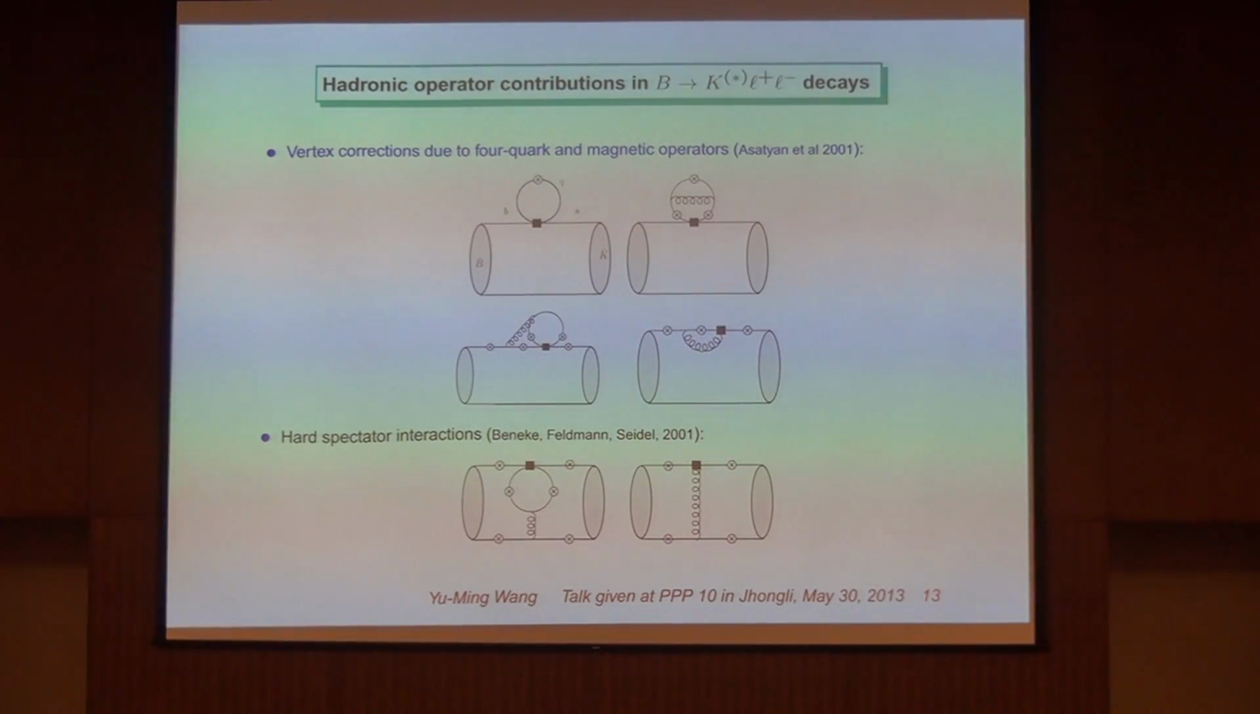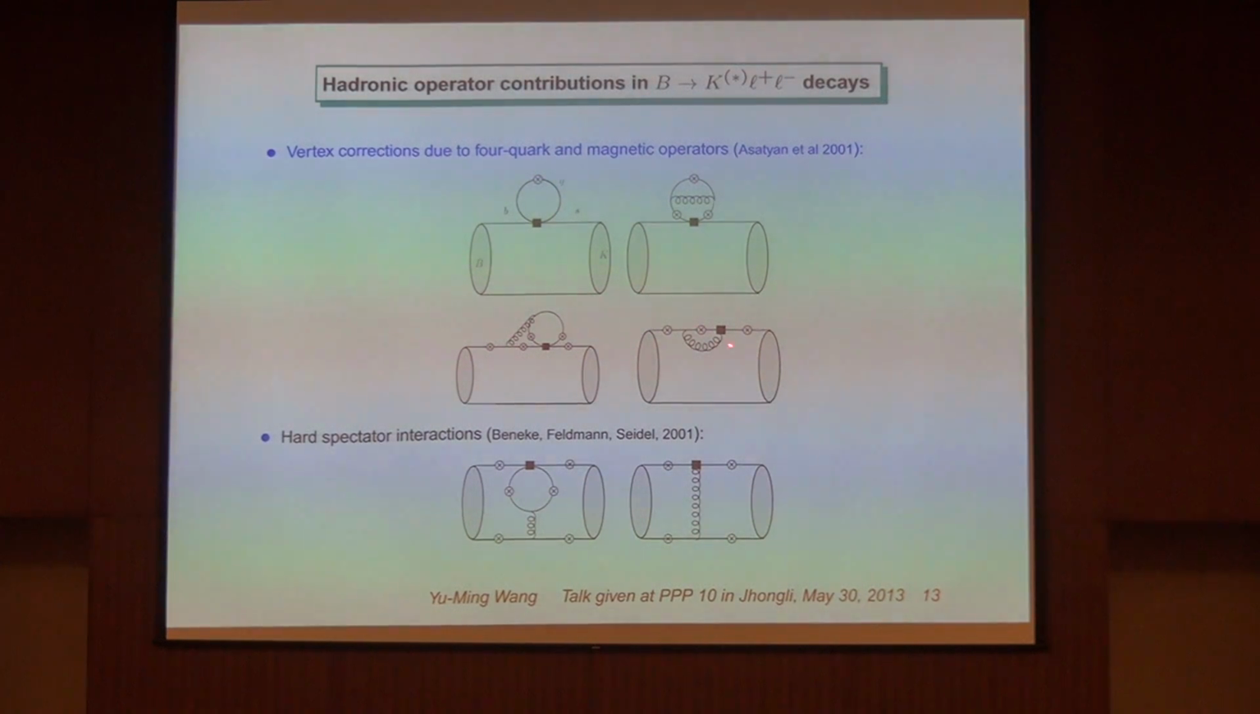Now let's come to the various contributions of hadronic operators. The first type of contribution is induced by corrections to the four-quark and magnetic operators. This square box shows the weak vertex and the cross with circle shows the photon radiation.